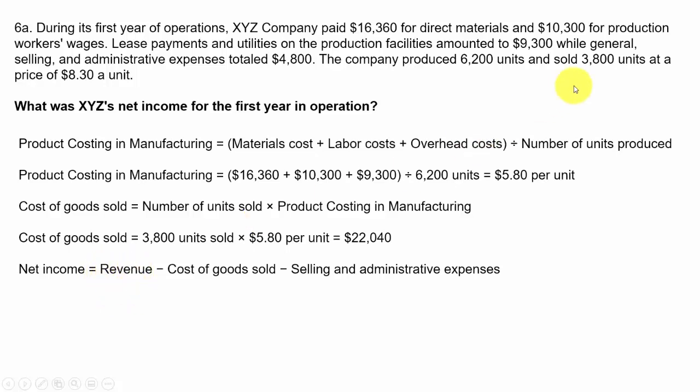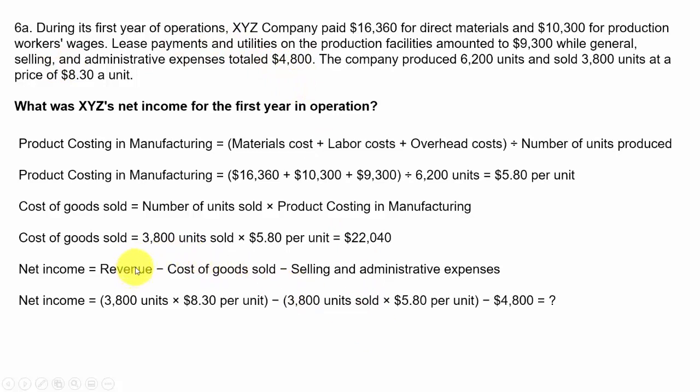So we now have cost of goods sold, and to get net income, we want to take revenue, and that'll be the units that we sold times the selling price of $8.30. That'll be total revenue. The cost of goods sold we've already got, which is $22,040. And then the other expense to come to net income, which is below the gross margin line, will be the selling and administrative expenses. And in here they told us that selling and administrative expenses total $4,800. So now we've got enough to solve this.